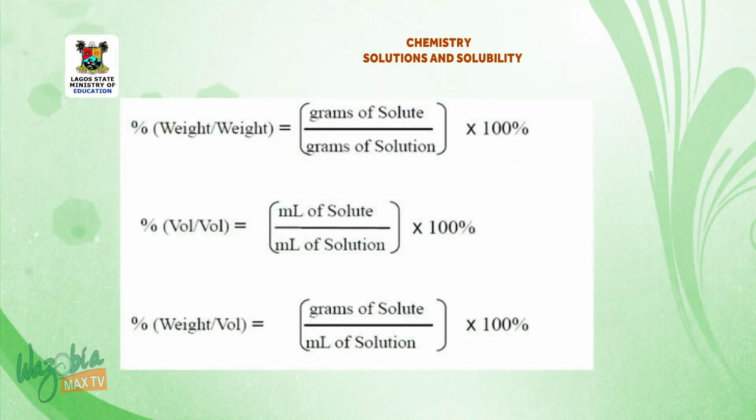Weight per weight is grams of solute over grams of solution times 100%. Percentage volume by volume is volume of solute over mL of solution times 100%. Weight per volume equals grams of solute over mL of solution.